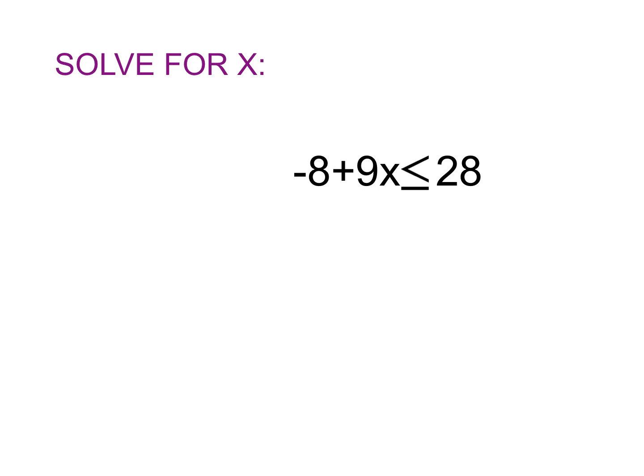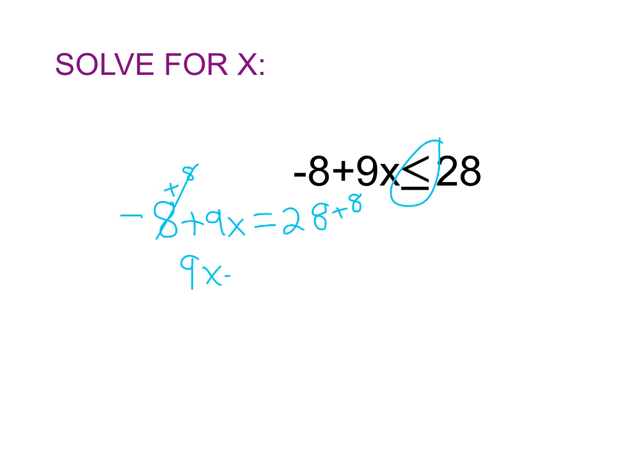Same thing here, we're just going to do a little bit more practice. And so I'm going to rewrite this as an equation. I'm going to put an equals in place of my less than or equal to sign. I'm going to add 8 to both sides. This is fun because we get some more practice with linear equations. So 8 and 8 make 0, negative 8 and 8. And I've got 9x left on this side, and on the other side I have 36.